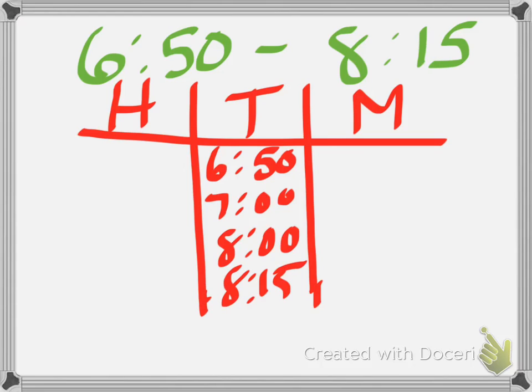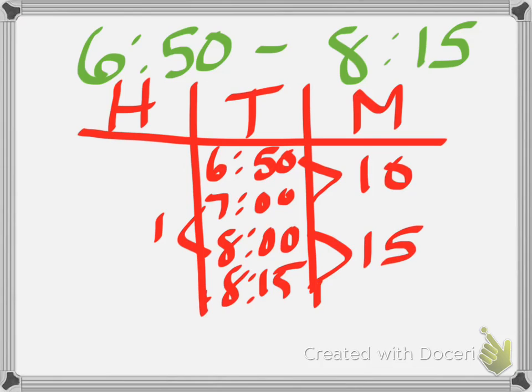So from 6:50 to 7 o'clock, is that a whole hour? Nope, that's how many minutes? 10 minutes. Then from 7 to 8 o'clock, that's 1 hour. From 8 o'clock to 8:15 is how many minutes? 15 minutes. And then what do we do? We just add them up.